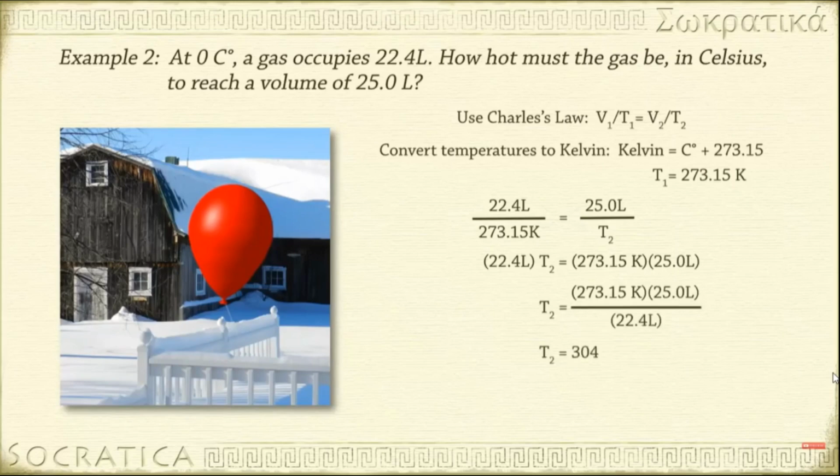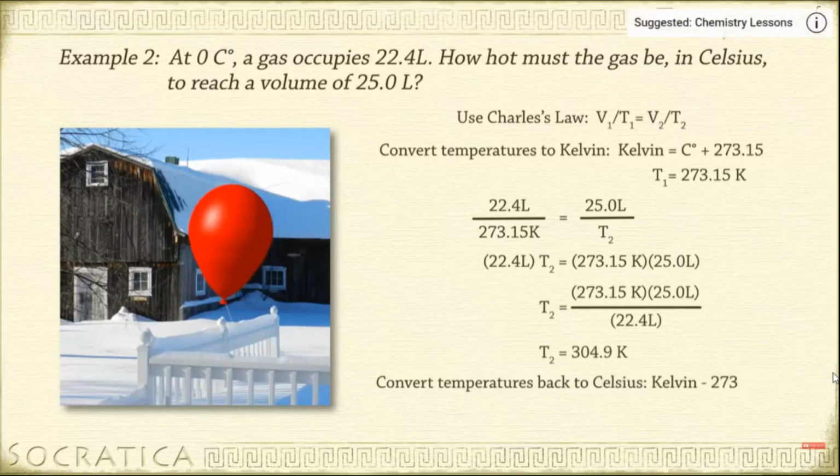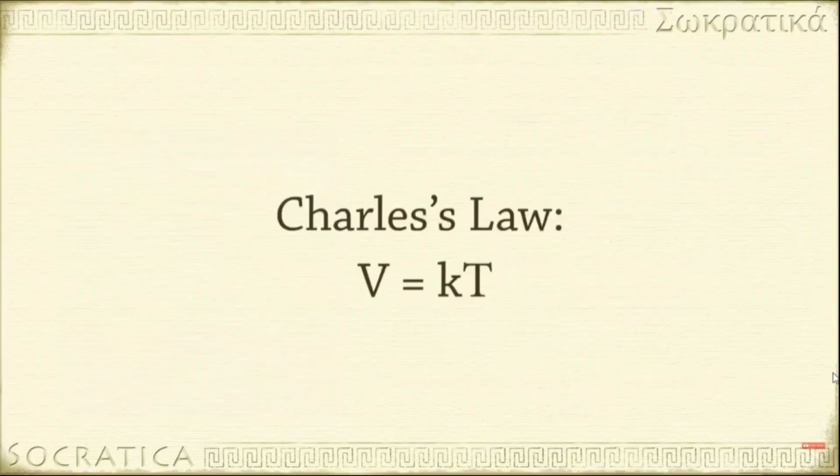T2 equals 304.9 Kelvin. Convert to degrees Celsius. Celsius equals Kelvin minus 273.15, so T2 equals 31.7 degrees Celsius. There are other gas laws.